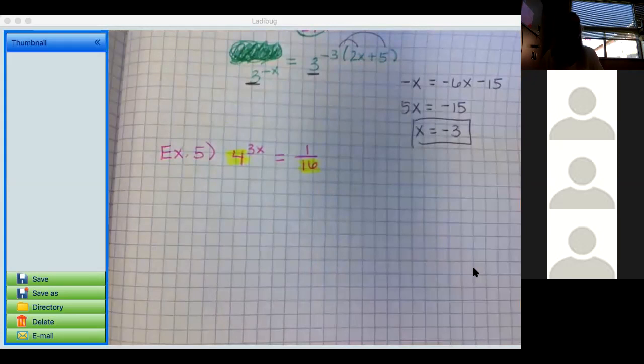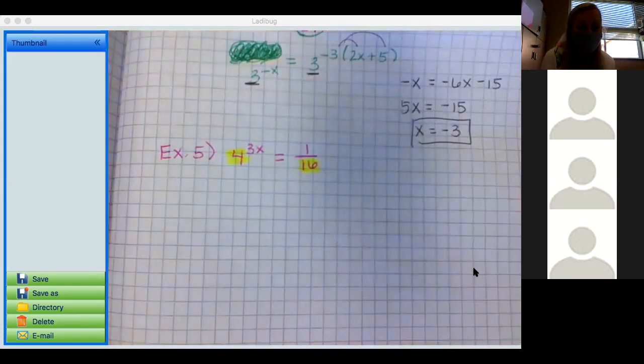I have a question. About this one? About what steps can I get rid of? Okay. Ask me that later when it's just me and you. Okay. All right. All right.